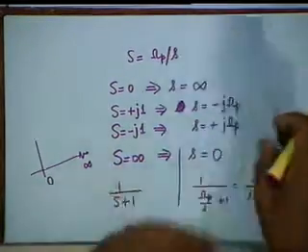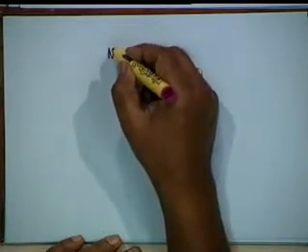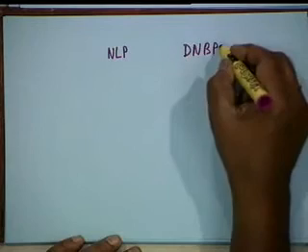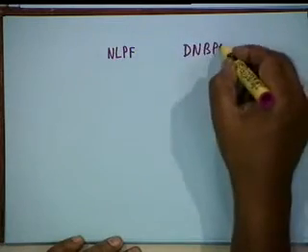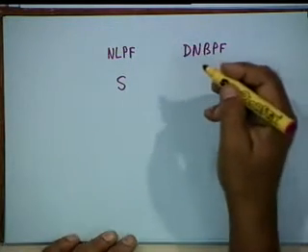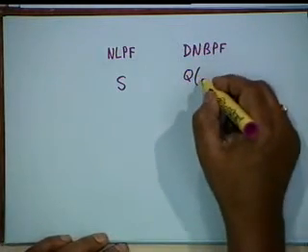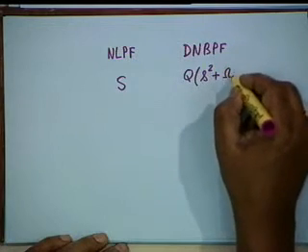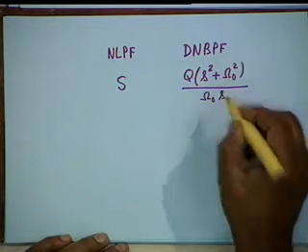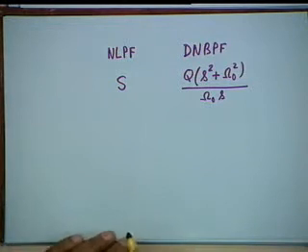Now comes the question of a band pass filter, that is, we want to convert a normalized low pass filter to a denormalized band pass filter. Then we shall replace capital S by a constant q multiplied by small s squared plus omega 0 squared divided by omega 0 s. First, let us see whether it is a band pass filter or not.